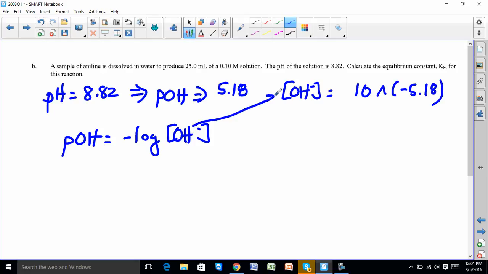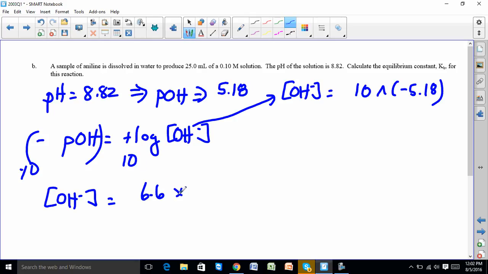So if you're solving for the hydroxide ion concentration, the first thing you're going to do is multiply both sides by negative 1. And then the only thing that undoes a log base 10 is an exponential base 10. So you end up with 10 to the negative pOH power. And when you do that on your calculator, you end up with 6.6 times 10 to the negative 6 molar. Okay, so that's just a start, but we need to know the equilibrium constant.